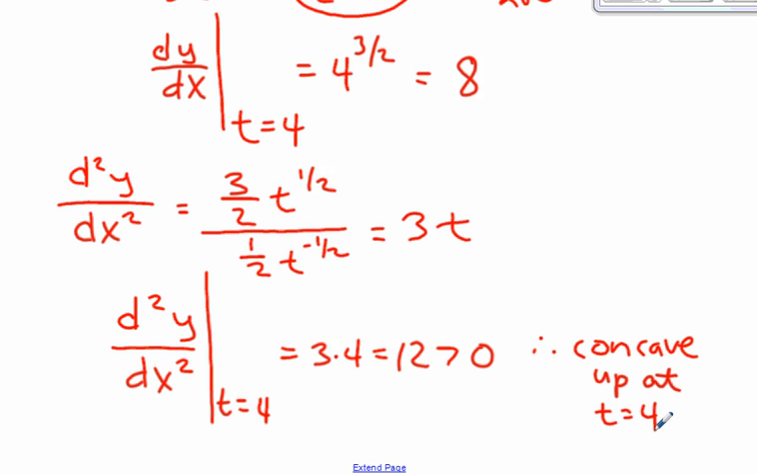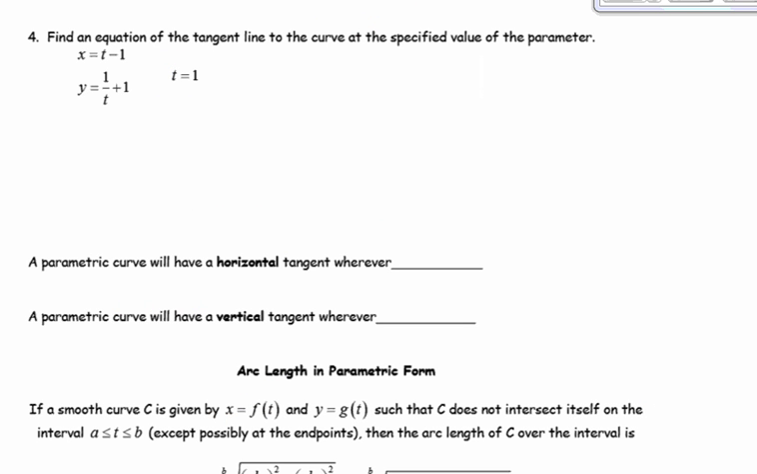Now we're going to talk about finding the equation of a tangent line. So in number 4, it says find the equation of a tangent line to the curve at a specific value of the parameter. Again, we have our x and y components, and we want to find the equation of the tangent line at t equals 1. Again, we want dy dx, because to find the equation of a tangent line, we need to find the slope at that point. So dy dx is just dy dt over dx dt.